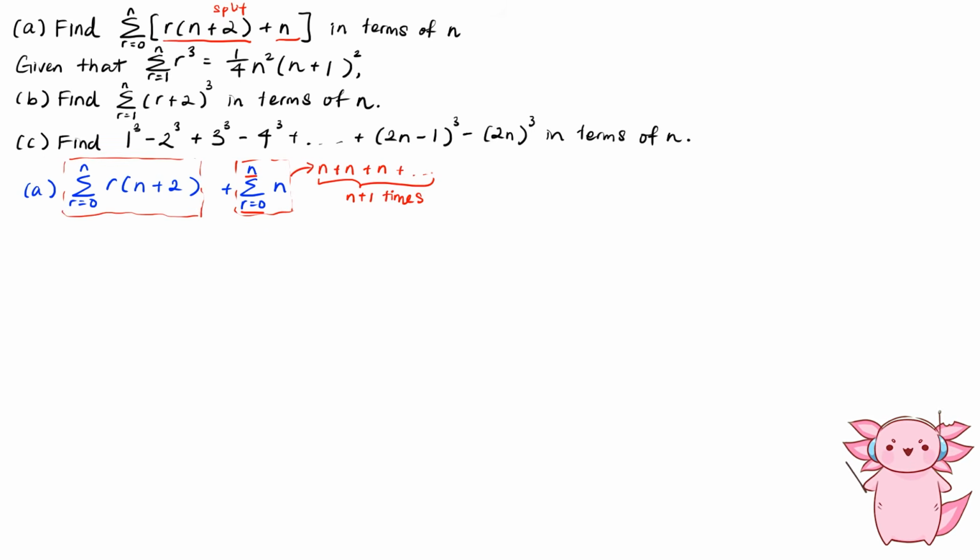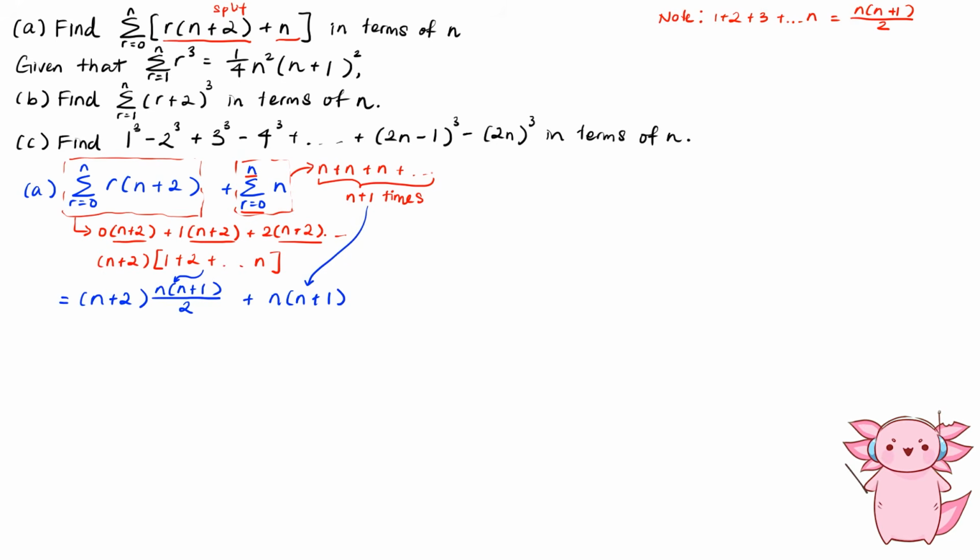For the other summation, writing it out, notice that we can factorize out the n plus 2, and what we're left with is the sum of 1 to n, which is n(n plus 1) over 2. So putting all of this together and simplifying the expression, we can get the final answer of n over 2, (n plus 1)(n plus 4).